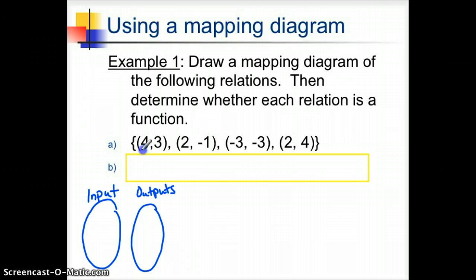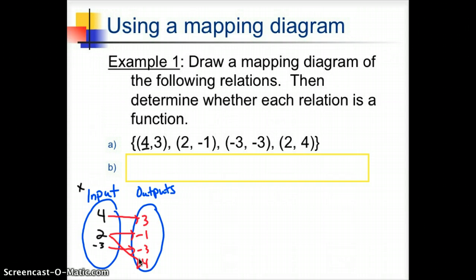So I'm going to say my input, those are all my x's. So I've got 4, I've got 2, I've got -3, and I've got another 2. Okay, but I don't want to write the second 2 again. I already have it in there. It's one of my inputs. Okay, for my outputs, I'm going to have 3, -1, -3, and 4. And now when I map it, I'm going to say, what do each of these things go to? So the 4, it goes to a 3. This 2 goes to a -1. Draw an arrow there. This -3 goes to a -3. And then the other 2, which is still on there, goes to a 4.